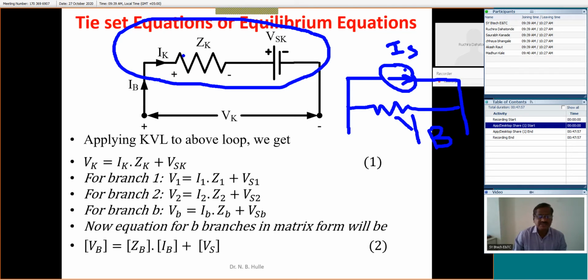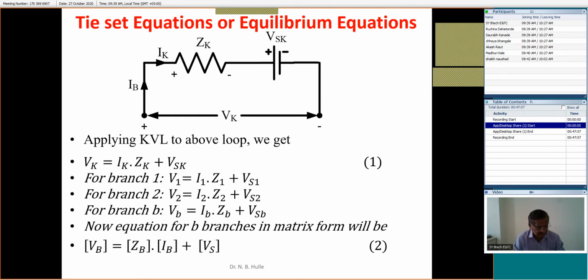But in case of this tie-set matrix or tie-set equilibrium equations, we are assuming each branch consists of some impedance and some voltage source. If there is a current source, then those current sources should be converted into the equivalent voltage sources. That is the assumption here. Now, if we are applying the KVL to this loop, this is VK. VK is nothing but branch voltage. ZK is the branch impedance, and VSK is the voltage available in that particular branch.